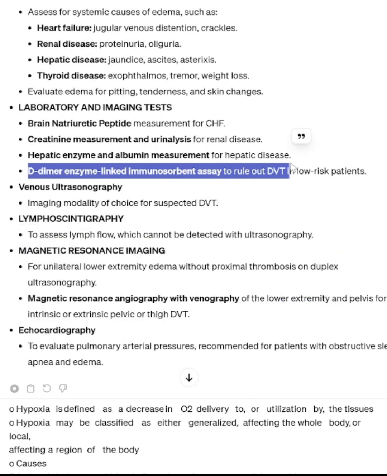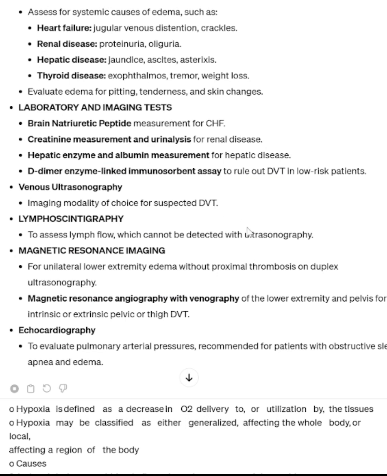Physical examination. Assess for systemic causes of edema, such as heart failure, jugular venous distension, crackles, renal disease, proteinuria, oliguria, hepatic disease, jaundice, ascites, asterixis, thyroid disease, exophthalmos, tremor, weight loss. Evaluate edema for pitting, tenderness, and skin changes.